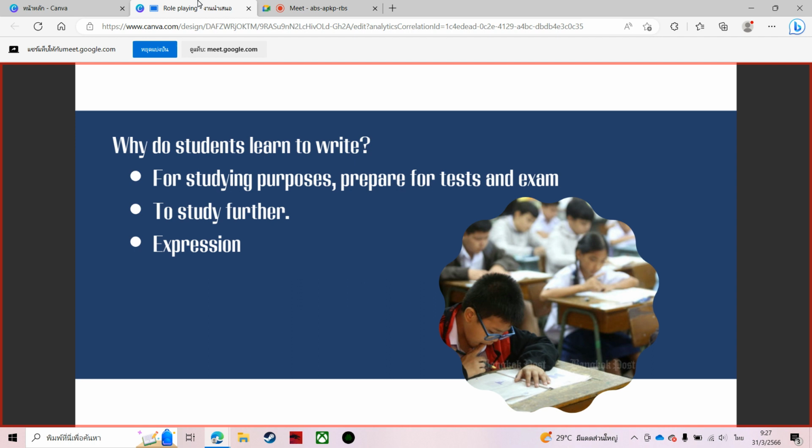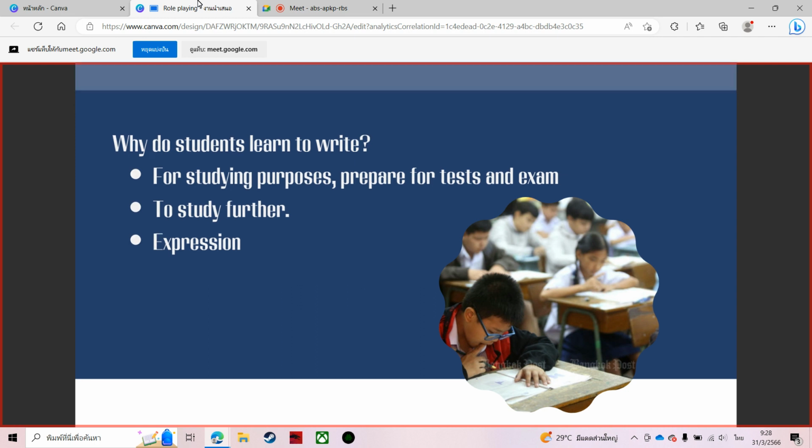And the last is expression. Some people write letters to express their feelings, like they write poems. They don't have people to talk to, so they just write in a book, to remove some trouble through the book, something like that.